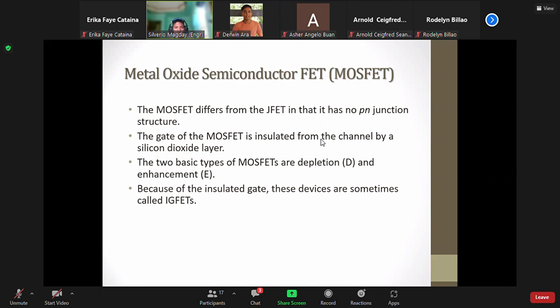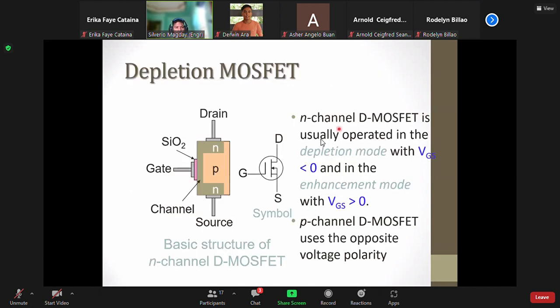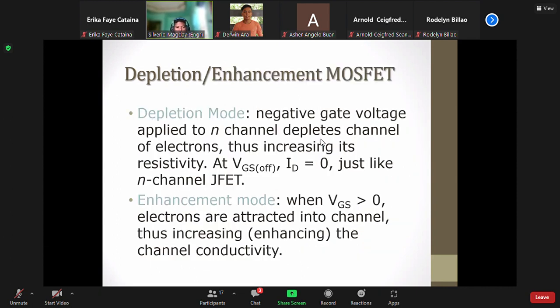So on the construction ng depletion MOSFET, your N-channel D-MOSFET is usually operated sa depletion mode, kaya depletion MOSFET, wherein your VGS is less than 0. And in the enhancement mode, yun naman, VGS, your gate to source is actually greater than 0. And here is the schematic symbol pag sa depletion. P-channel D-MOSFET uses the opposite voltage polarity.